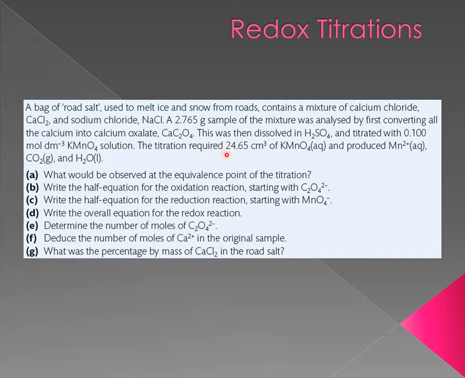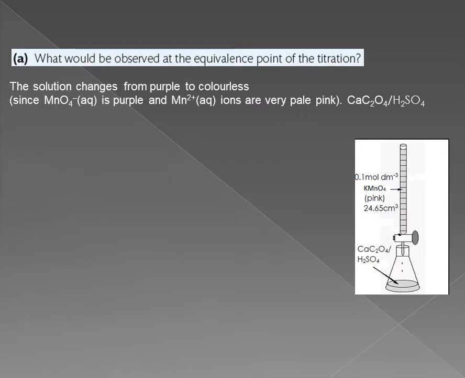The titration required 24.65 centimeter cubed of potassium permanganate solution and produced manganese 2+, carbon dioxide gas and water. So we need to answer these 7 questions based on this information. First one, what would be observed at the equivalence point of the titration?